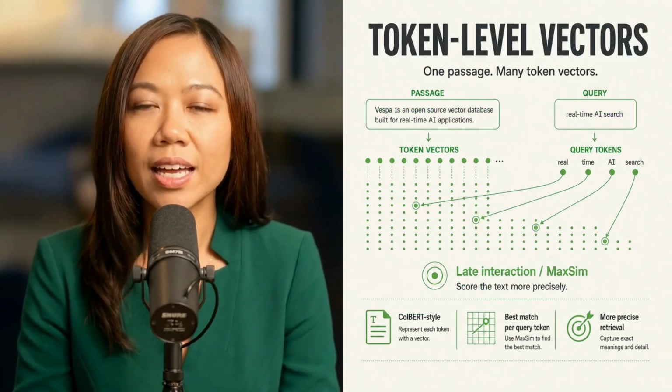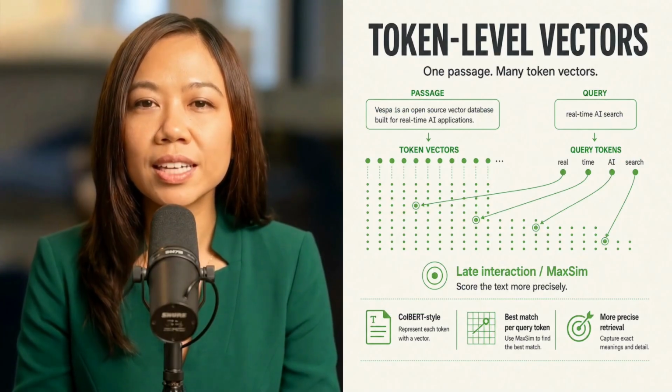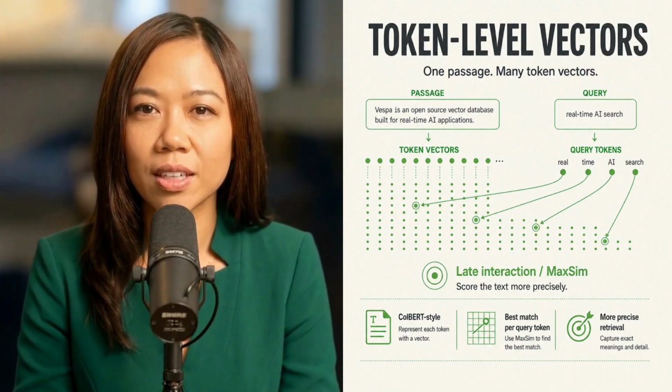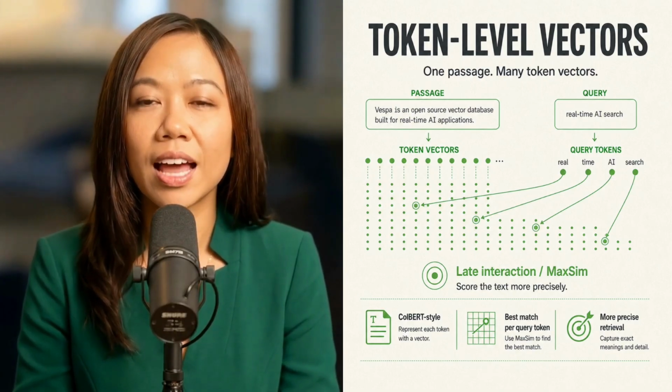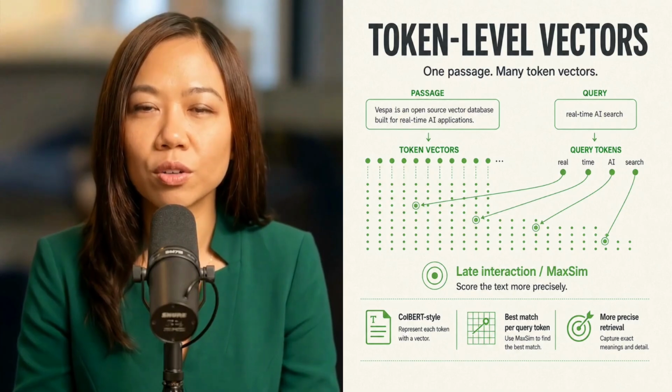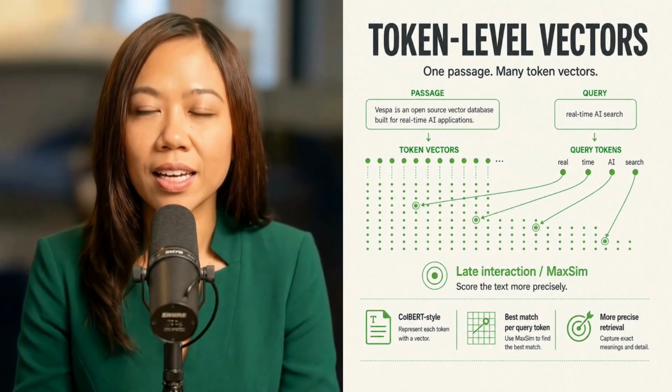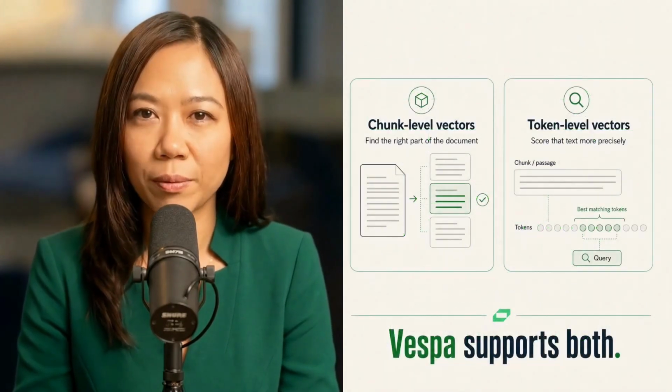The second meaning is token-level vectors. This is the ColBERT-style approach. Instead of representing a chunk or passage with one vector, the model represents it with many smaller vectors, often one vector per token. At query time, each query token looks for its best match inside the passage, and those best matches are combined. That is called late interaction, or MaxSim.